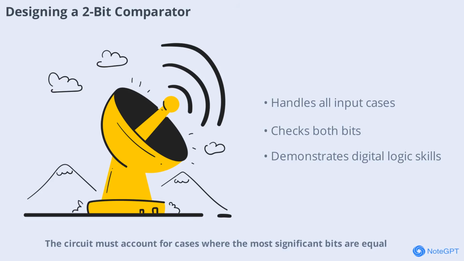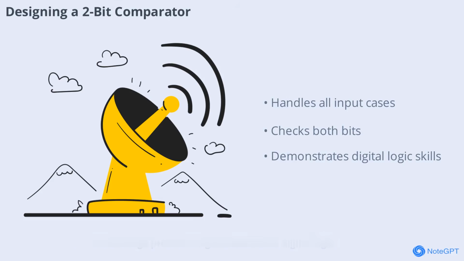The circuit must account for cases where the most significant bits are equal, requiring a check of the least significant bits. By carefully arranging the gates, the comparator can output the correct result for any pair of 2-bit numbers. This design process is a great exercise in digital logic.